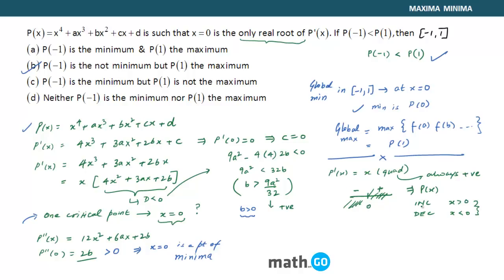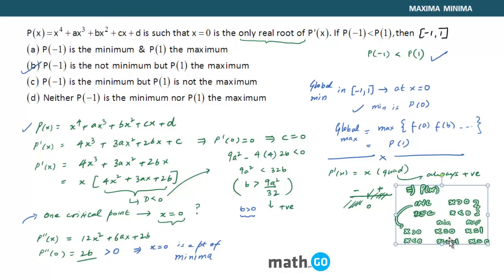I can also say it in this way. If it is increasing, that means if I talk about x greater than 0, x equal to 0 will be the minimum and x equal to 1 will be the maximum. If I talk about x less than 0, the minimum will be obtained at -1 and the maximum will be obtained at 0. Here I am writing the minimum values and here the maximum values. So if it is decreasing, what will be the answer? I just have to replace this because I'll rewrite it for you.